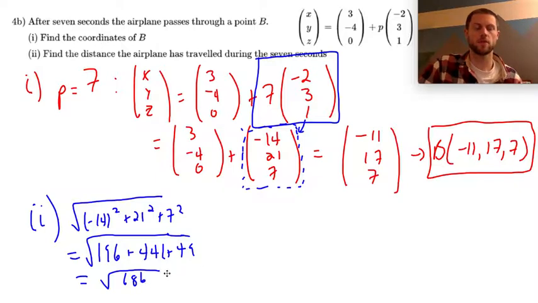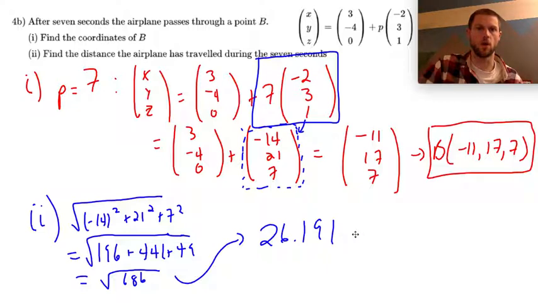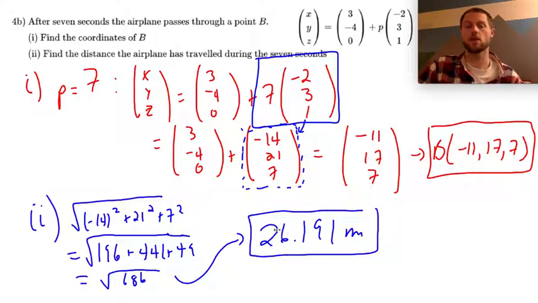686. And this comes out to be some decimal approximation. Let's find out what that's going to be. I want the square root of 686. And that is approximately 26.191 meters. So that is the distance that this plane has traveled in about 7 seconds.